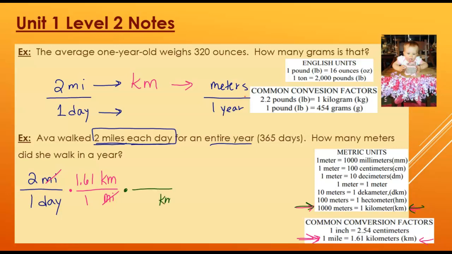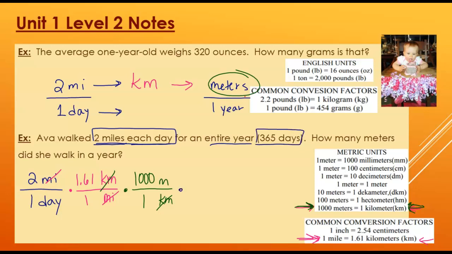Kilometers on the bottom, so it cancels, and kilometers and meters. There's 1,000 meters in 1 kilometer. The kilometers will cancel, and I'll be left with meters. And on the bottom, I have days. So that's meters per day. So I have the meters part. Now I need to change it to days. Or I'm sorry, into years. And we know that there's 365 days in a year.